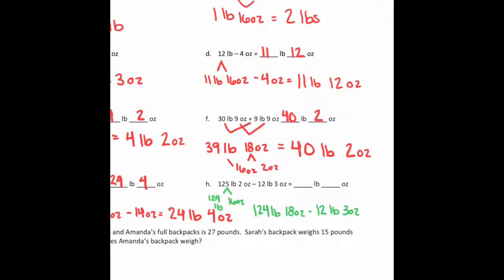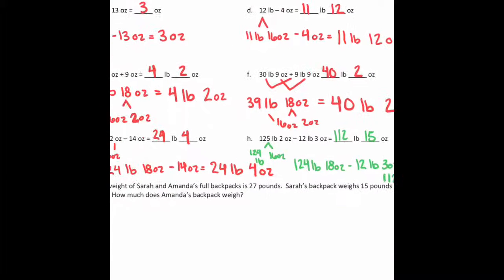So the 124 minus 12 will leave us with 112 pounds. And 18 ounces minus 3 ounces will leave us with 15 ounces. So we have 112 pounds and 15 ounces.